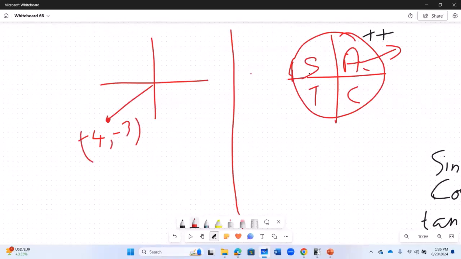Well, guess what? If I complete a right triangle here, I call this theta. And if I rewrite it, this is -4 for x. This is -3 for y. You don't really have to. If you remember All Students Take Calculus, you don't even have to, because you know that in the third quadrant, only tangent and cotangent are positive.